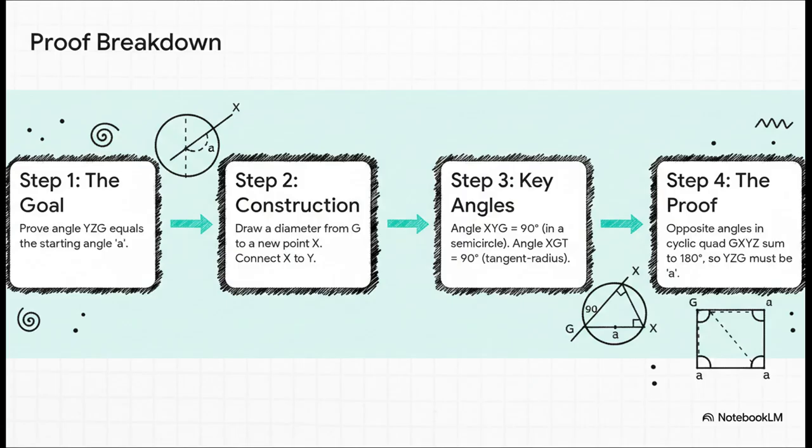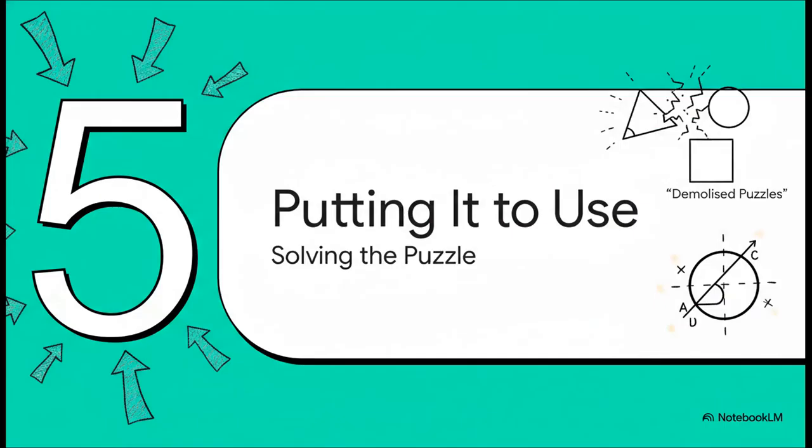And that brings us to step four, the big finish. With those two 90-degree angles and the fact that opposite angles in a shape like this have to add up to 180, a little bit of logic shows that angle YZG has to be A. It's just a perfect domino effect. So we've got the rule, we've proved it. Now for the really satisfying part. Let's go back to our original puzzle and see how this theorem just completely demolishes it.